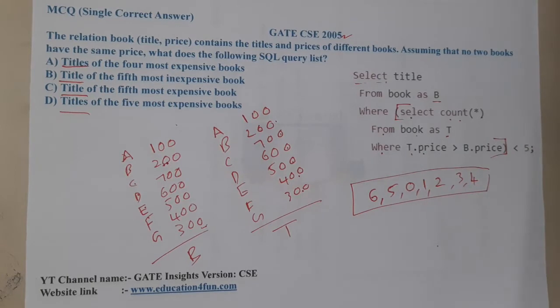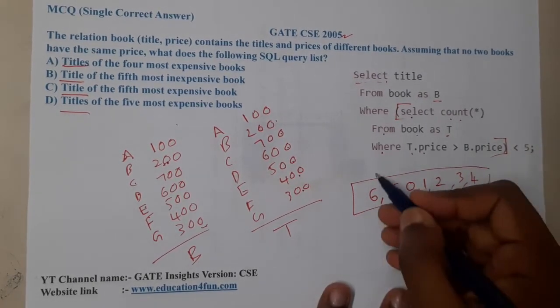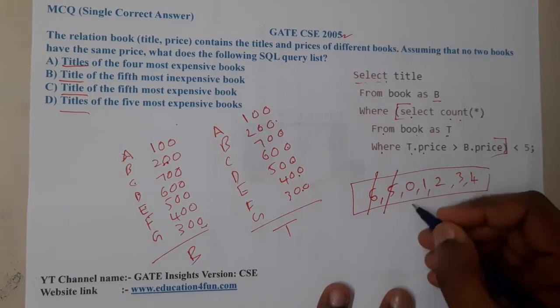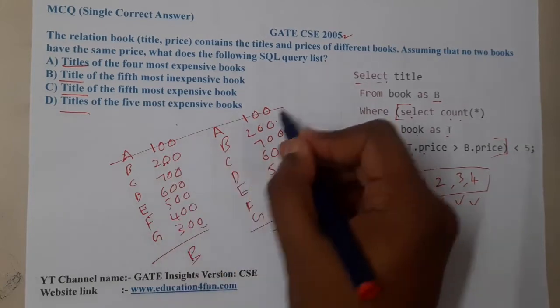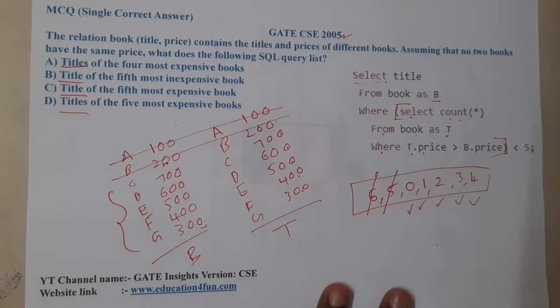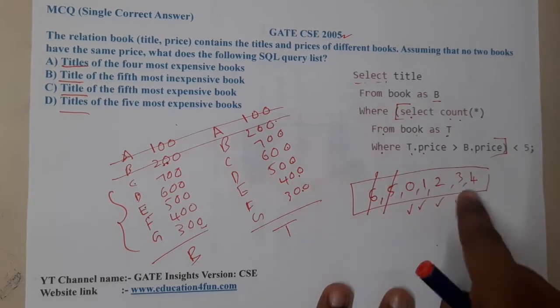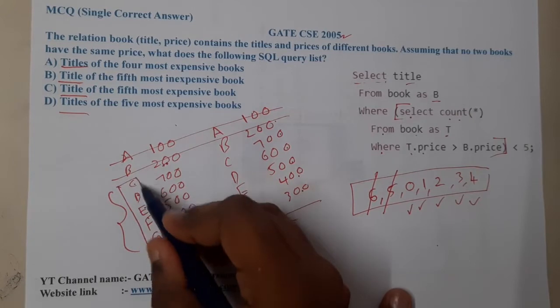Now we check among these which is less than 5. 6 is not less than 5, and 5 is not less than 5. So 0, 1, 2, 3 and 4 pass. Basically other than the first 2 rows, all the rest pass the where condition. Among these we are printing the title, so C to G is the result.